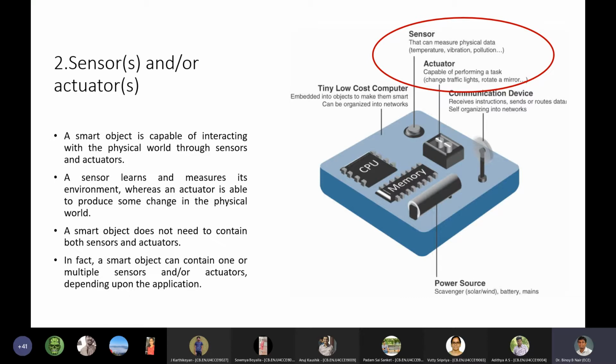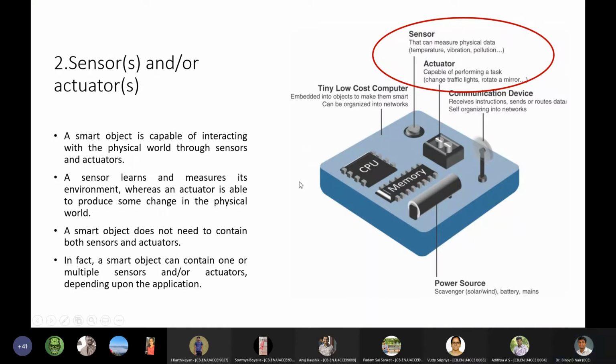There will always be a computing unit, there will always be some kind of sensing, there will always be some kind of communication, and there will be a power source. Actuators, though, I have not seen them as an essential unit in most of the IoT boards.